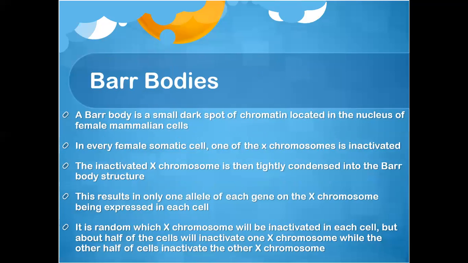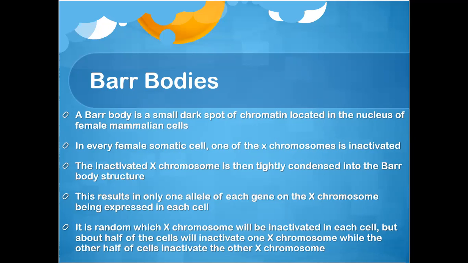Okay, let's go on to our last topic for this slideshow, something called Barr bodies. So a Barr body is a dark spot of chromatin located in the nucleus of female mammalian cells, so female mammals. Every female somatic cell has 2 X chromosomes, and because 2 X chromosomes is unnecessary, it's redundant, one of the X chromosomes is always inactivated. The inactivated X chromosome then condenses into a tight little ball called a Barr body.